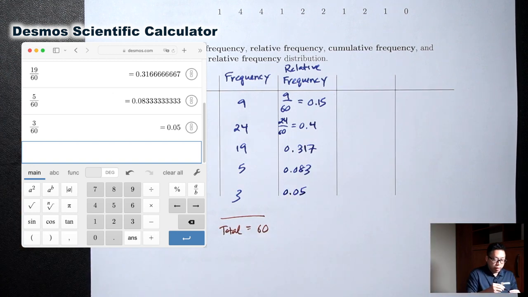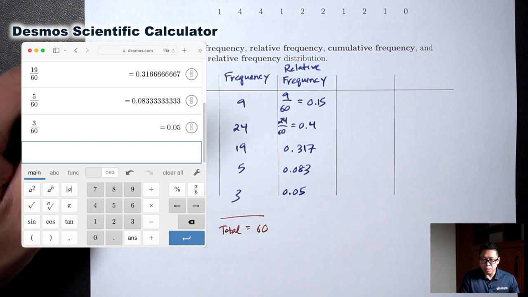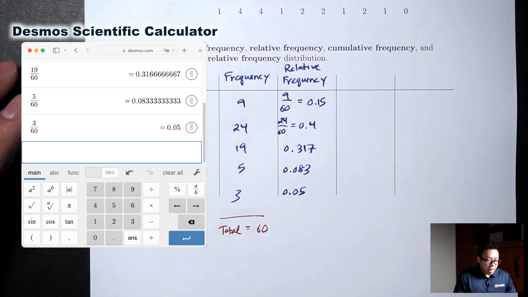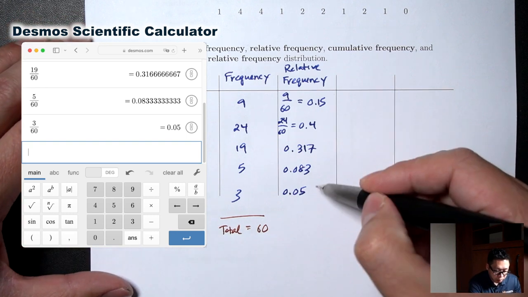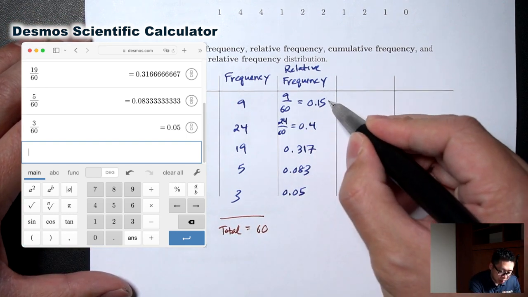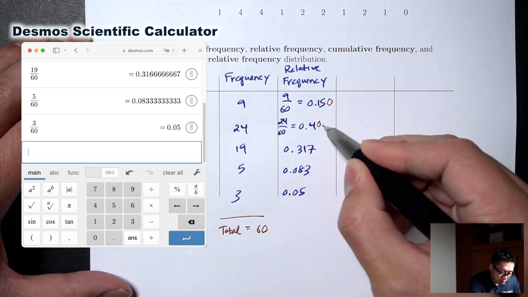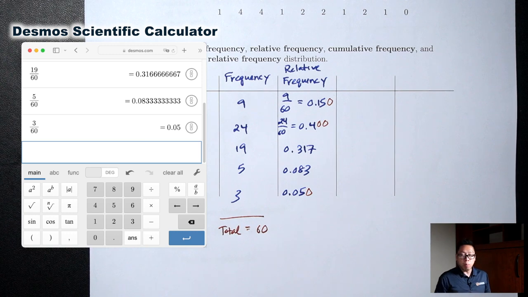0.05. And then remember, in the previous lecture when we talked about the qualitative data, I said if you end up with decimals that you don't have to round, add on zeros at the end so that every number has the same number of decimal places. So I'm going to add on until I get three decimal places on each one, and that is just going to help me when I actually have to compare. So these are the relative frequencies.